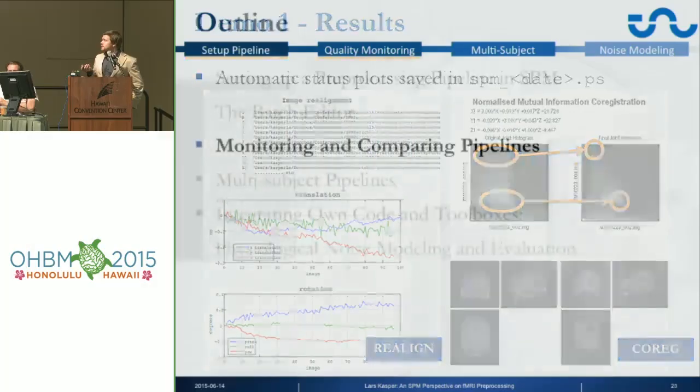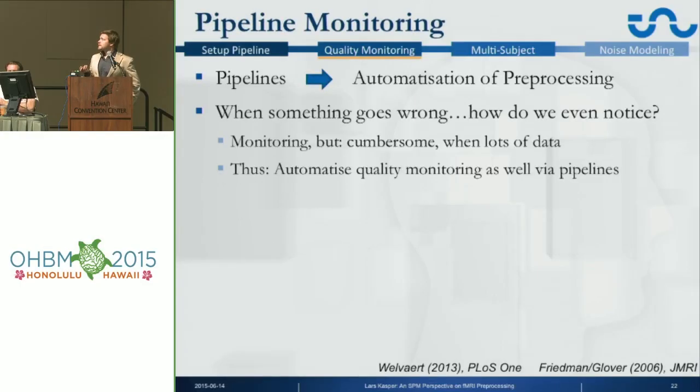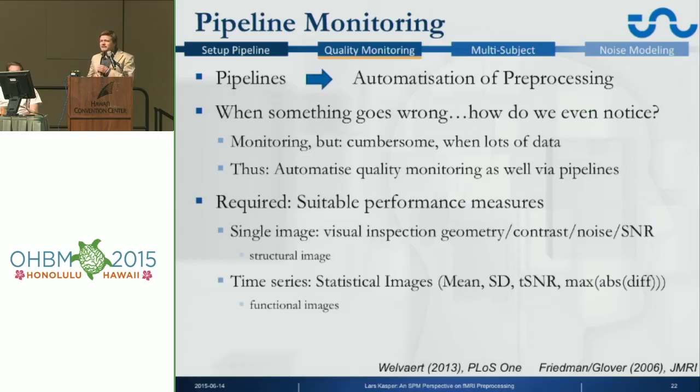Now this brings us to the monitoring aspects for the pipeline. So how do we, now that we automatize everything, we don't see a lot. So when something goes wrong, how do we notice that something went wrong, and where did it go wrong? And the answer again is the batch editor. So we not only automatize our pre-processing pipeline, we also automatize the way we monitor our data. What is needed for that are suitable performance measures.